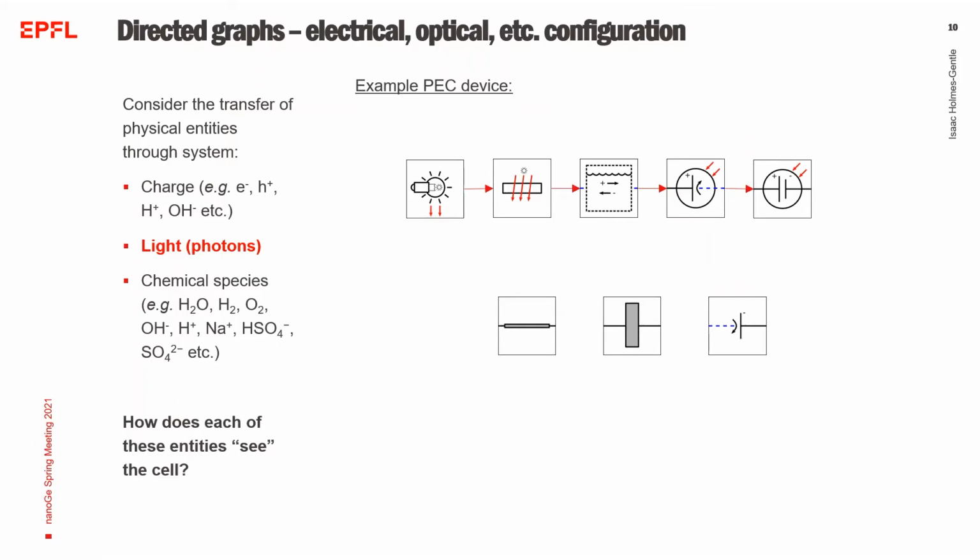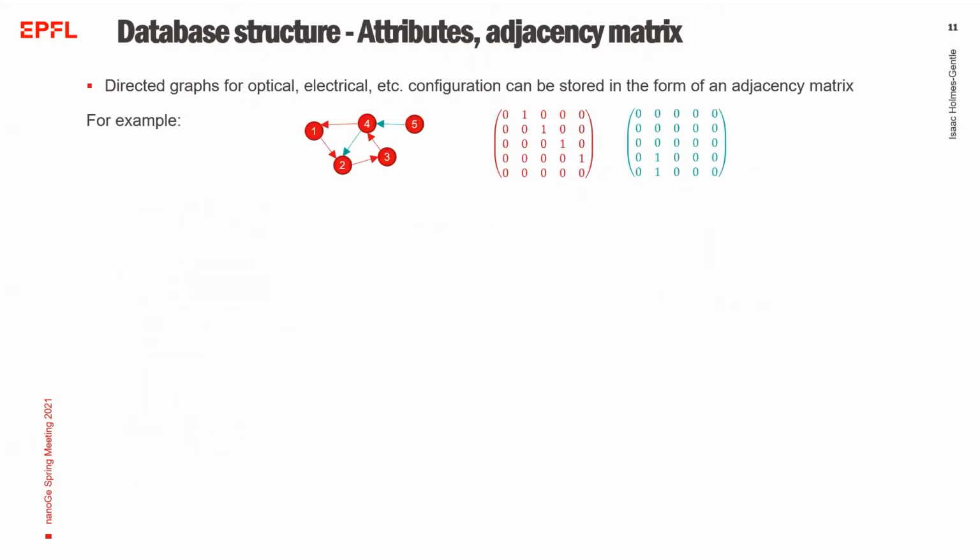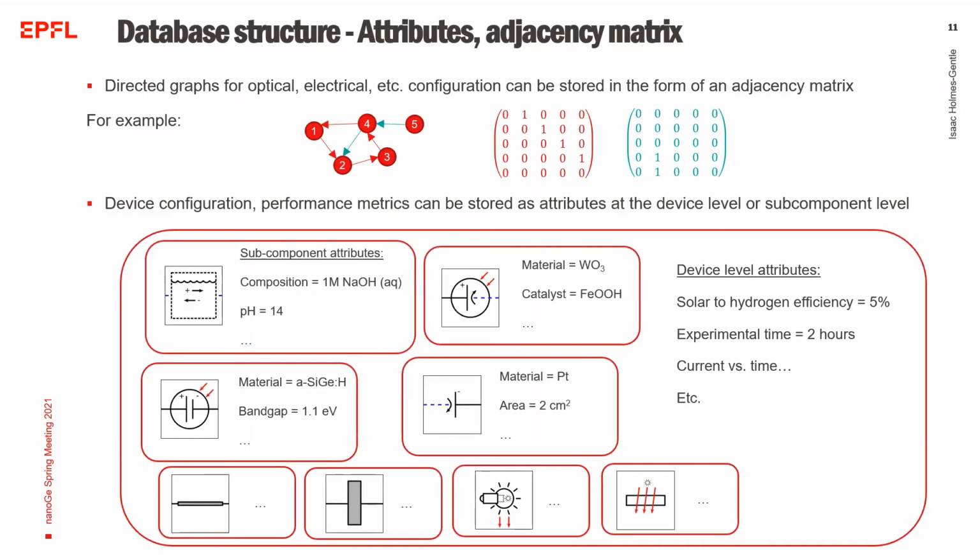And the nice thing about these directed graphs is that for the optical and electrical configurations, they can be stored in the form of an adjacency matrix, which can be stored in a database. Then, things like device configuration or performance metrics can be stored as attributes at either the device level or the subcomponent level. And this is really important for the machine readability of the database, because we can attribute things like composition to electrolytes, or materials to photoanodes or photojunctions, or areas. And in terms of device level attributes, we have things like the solar to hydrogen efficiency, or maybe the total experimental time that the system was run for.